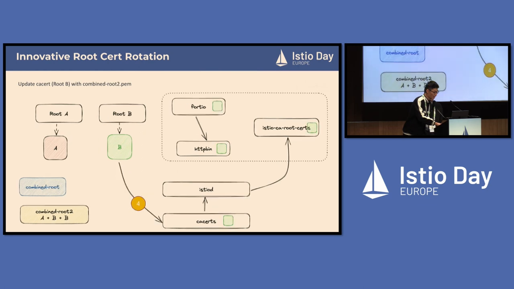Sure. Get the question. I think he's asking, as a user, if he needs to manually remove the previous root CA. Do we have a feature in planning to help? We don't have a plan now, because we think the plugin root cert should be in the charge of users, not istiod. Yeah, I think that makes sense. You are in charge as a user, so I like it.